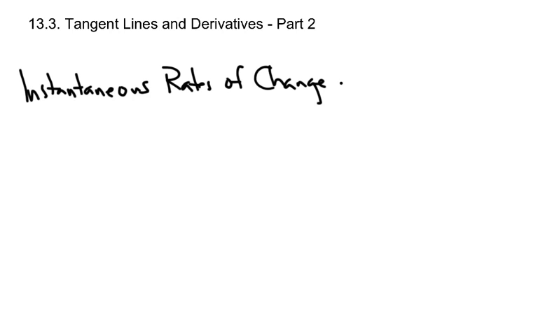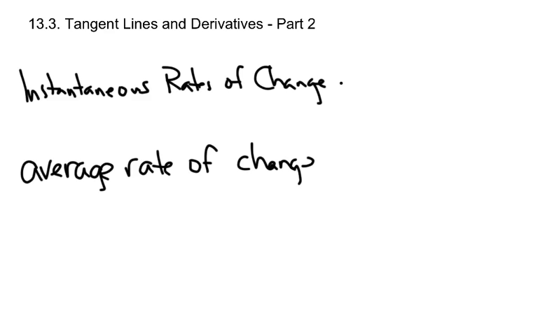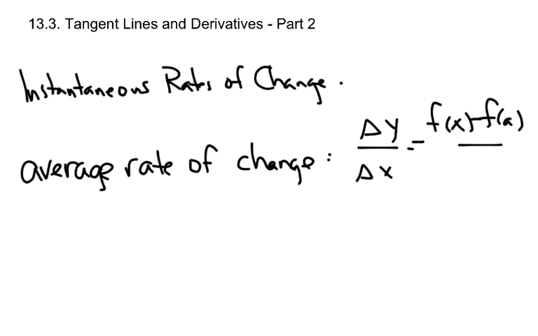Back in Chapter 2, we talked about something called the average rate of change. And the average rate of change, which was just a slope, was just change in y over change in x. It was just f of x minus f of a over x minus a. And it's just the slope formula written in a little bit different format. Well, suppose we want to consider the average rate of change over smaller and smaller intervals by letting x approach a. The limit of those averages is called an instantaneous rate of change.